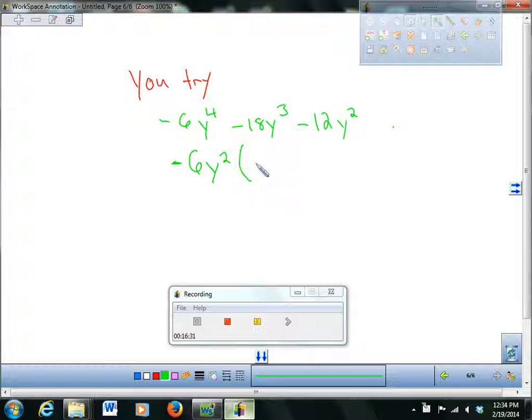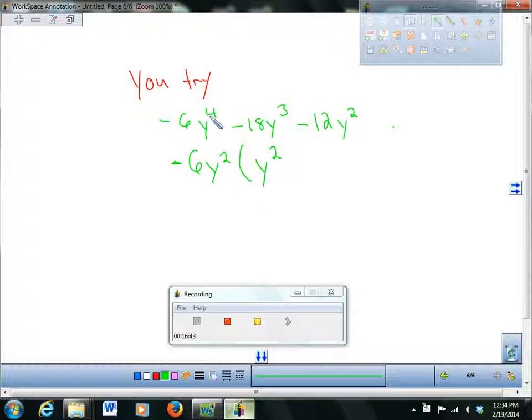Where did the 2 come from? Y squared, not y to the 1st. Because you want these to make y to the fourth, right? Where'd the 6 come from? Why isn't it just 6y? Because when I multiply this times this, I want to get a y to the fourth.